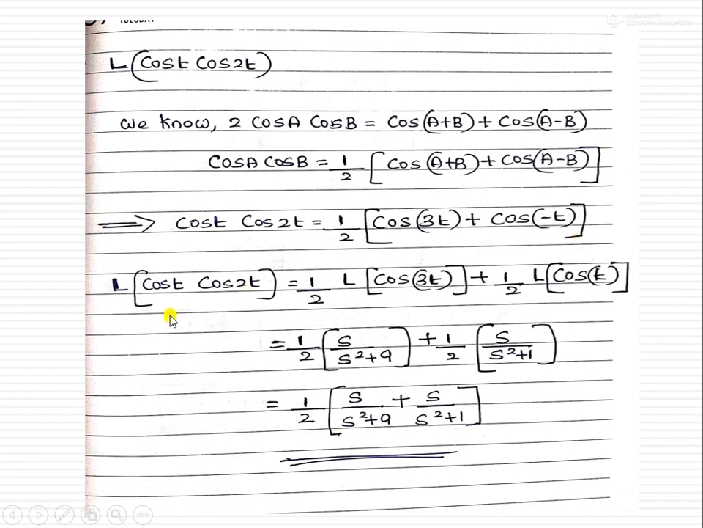That is, Laplace transform of cos t into cos 2t equal to half into Laplace of cos 3t plus half into Laplace of cos t. We know that cos of minus theta equal to cos theta, that is cos of minus t equal to cos t. And Laplace of cos 3t is s by s squared plus 9 and cos t can be written as s by s squared plus 1. So finally we get half into s by s squared plus 9 plus s by s squared plus 1. This is the answer for the Laplace transform of cos t into cos 2t.